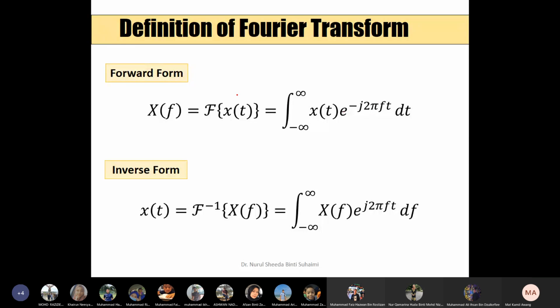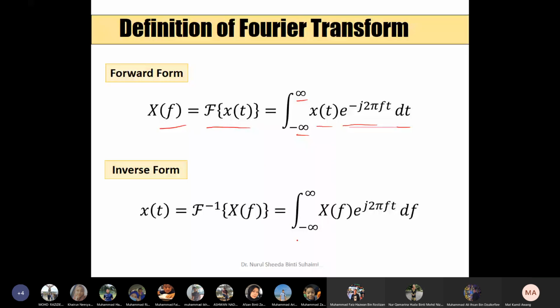So this is the forward form of Fourier transform. X of f is equal to the Fourier transform of x of t, which is defined by integration from minus infinity to infinity x of t e to the minus j 2 pi f t dt. So this is the forward form of Fourier transform.